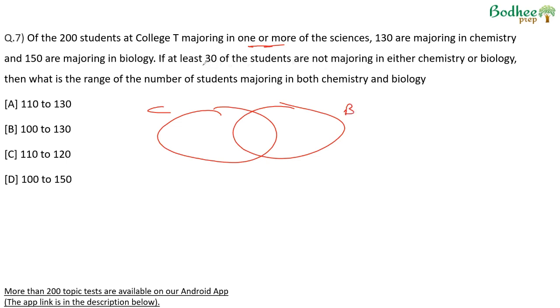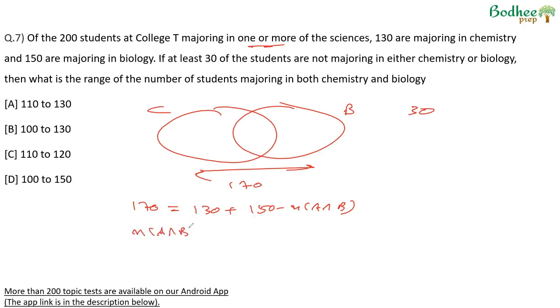If we keep the number of people on the outside at the minimum, it will be 30. So this has to add up to 170. So I can say 170, n of A union B, is equal to n of A plus n of B minus n of A intersection B. 280 minus n of A intersection B comes out to 110. This is the maximum number of people who will be majoring in both.